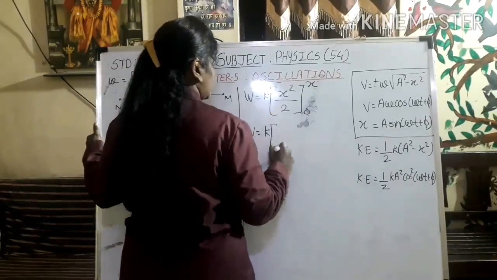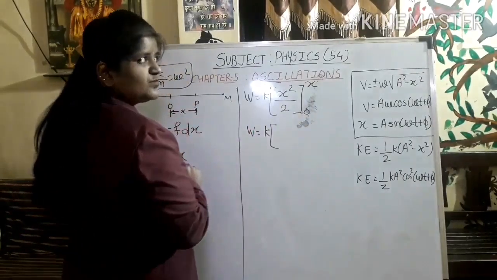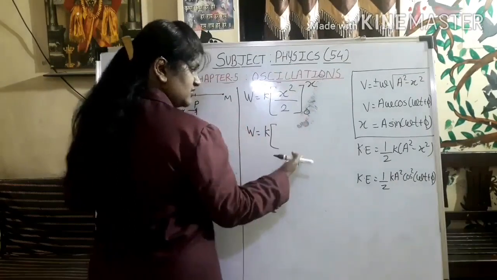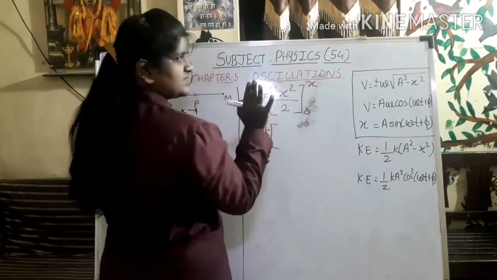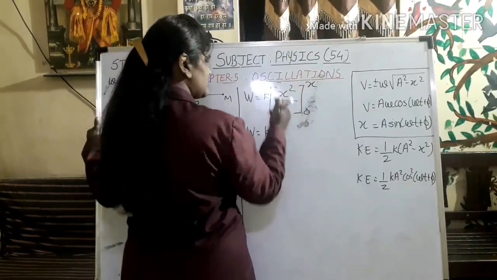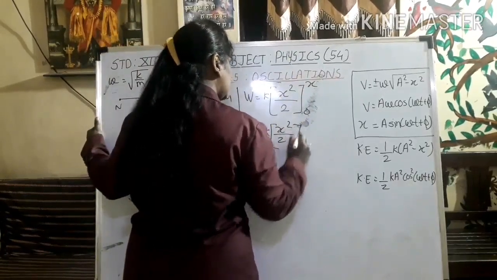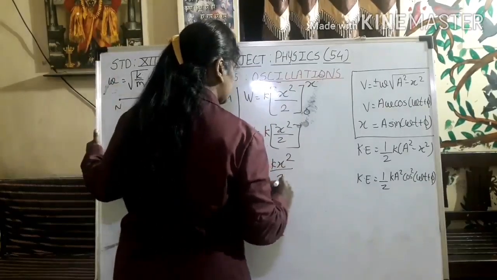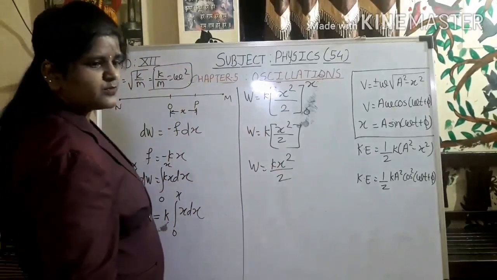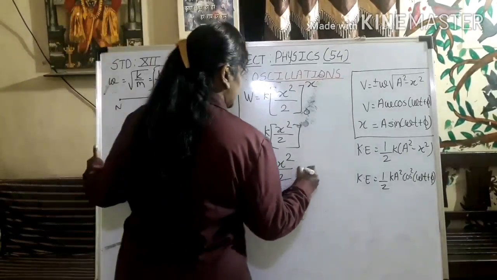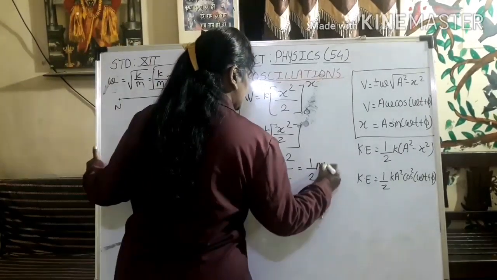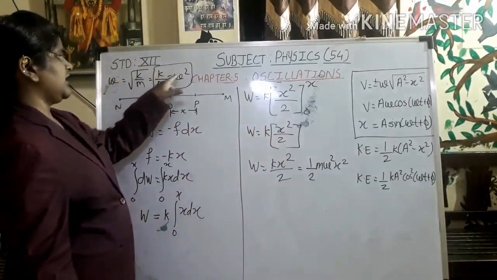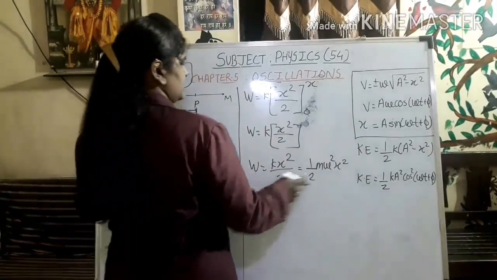Now, what to do next? We have to put the upper limit first minus the lower limit. So here you can see the upper limit is x itself and the lower limit is 0. So I will get only this, right? So w is nothing but kx square by 2, which is half kx square. Am I right? Or I can write this as half m omega square x square, because as we know k is m omega square. In both ways we got w.